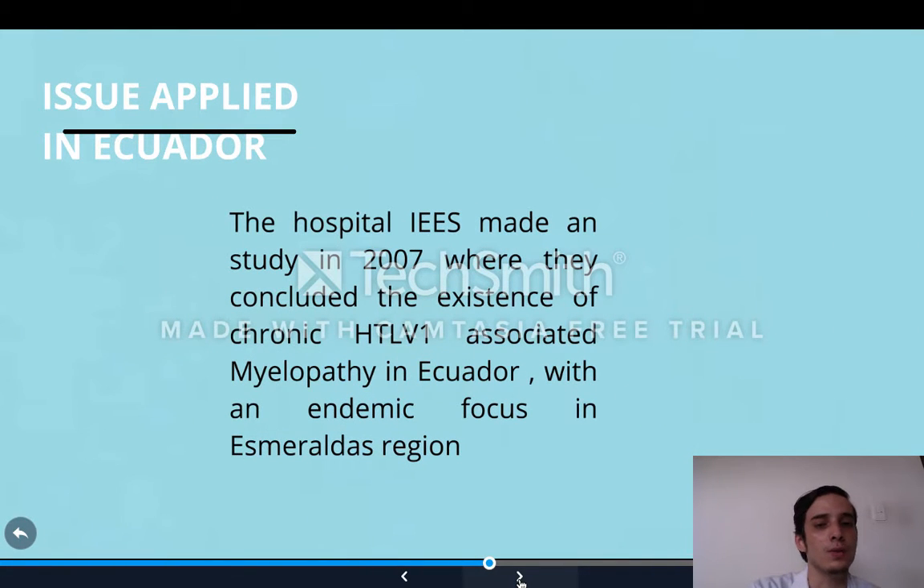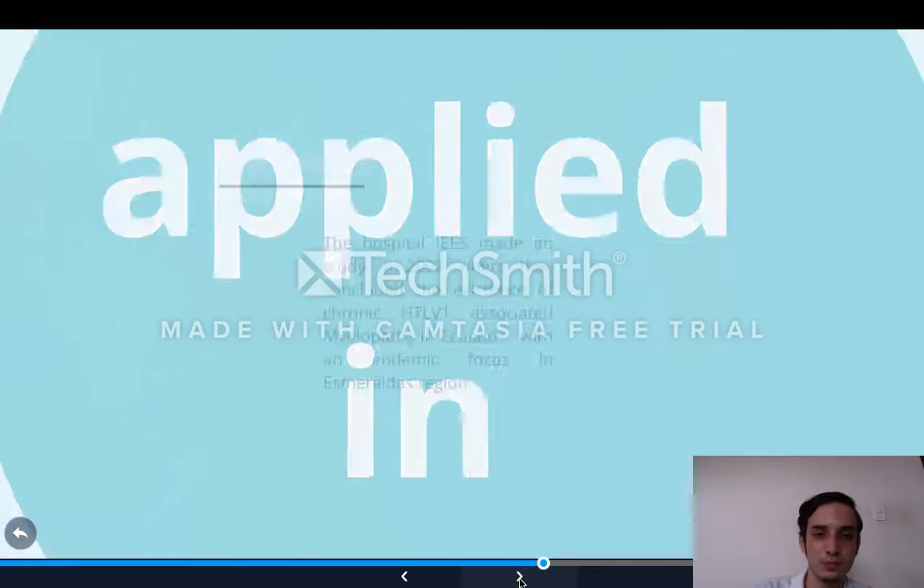The hospital made a study in 2007 where they concluded the existence of chronic HTLV1 associated myelopathy in Ecuador with an endemic focus in Esmeraldas.